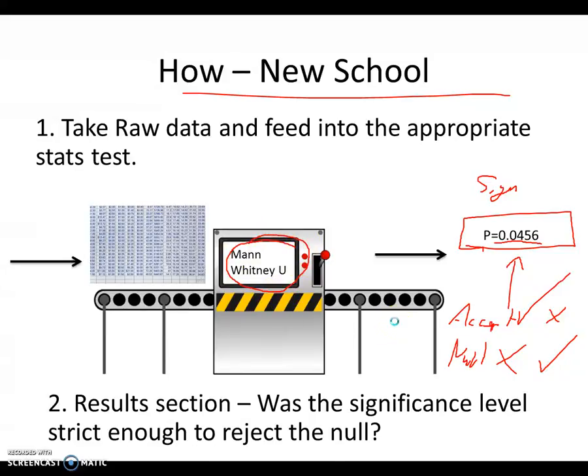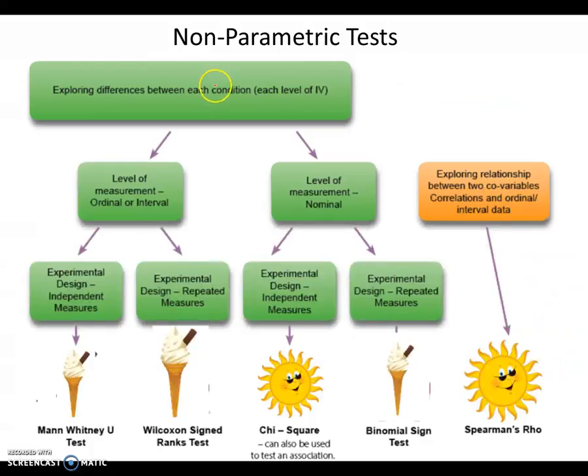but you still need to know which stats test to use. How do you work them out? On the A-level spec, you need to know which non-parametric test to use. You're not going to be asked for anything other than these 4. Okay, so you need to justify which stats test you would use. I should have said these 5.